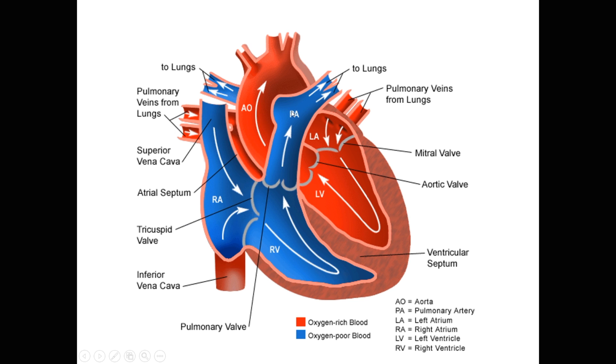Then you have 2 great vessels, your pulmonary artery, which takes deoxygenated blood to your lungs to pick up oxygen. And then you're going to have your aorta, which takes that oxygenated blood, brought back from the lungs via the pulmonary veins. The aorta then takes the blood out to your body, so you have oxygen to your brain and your muscles and everything like that.